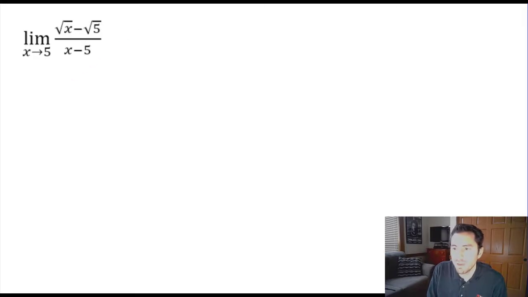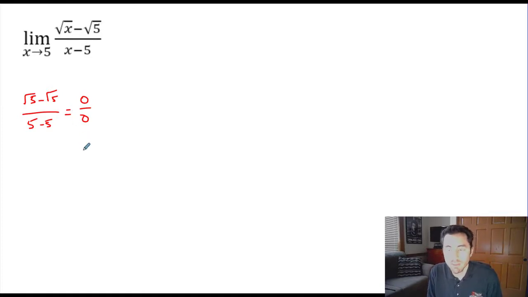So again, if I just try and plug in 5 to evaluate this limit, I end up with the square root of 5 minus the square root of 5, and then 5 minus 5 in the denominator, which gives me 0 divided by 0. So again, it may seem like this limit doesn't exist, but there are ways we can work with this and we can actually solve it.